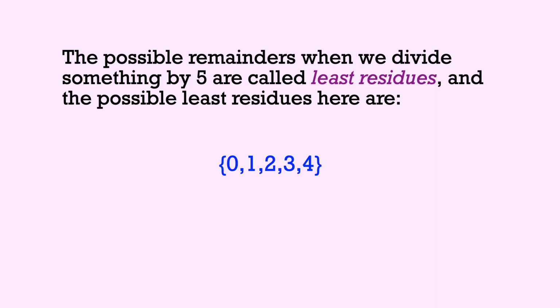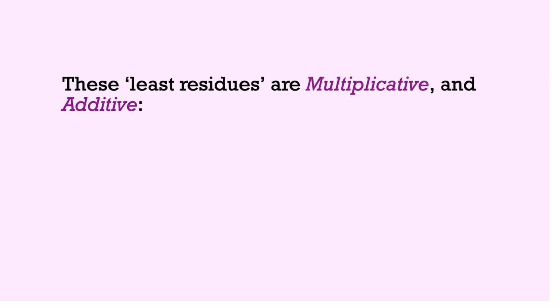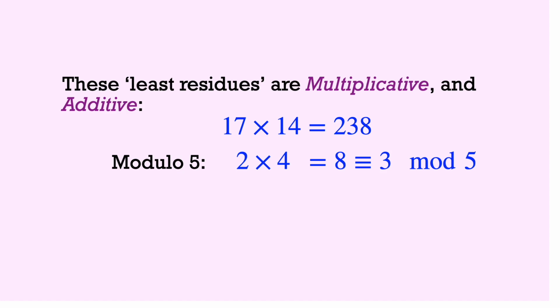First, we'll notice that these least residues are multiplicative and additive. For example, 17 times 14 is 238. When we take that modulo 5, the remainder of 17 when we divide by 5 is 2, 14 is 4, and we need only multiply the least residues modulo 5 of 17 and 14 to get the least residue of 238. That is 2 times 4, which is 8, but that's congruent to 3 mod 5.